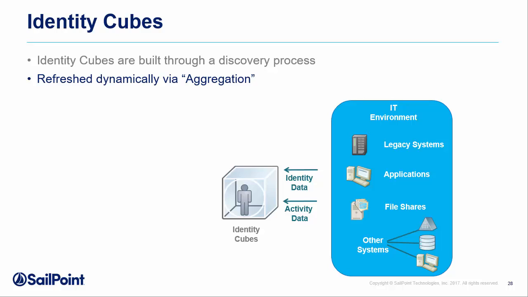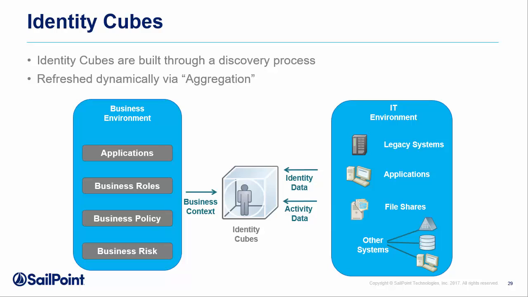We can also track activity data, information about actions users take in the various applications in your environment, when there are good sources for that data. The identity cube sits squarely between the IT environment, where we define and learn about what access the user has, and the business environment, where we can define and model a business context for analyzing and understanding the access the user has versus what they should have. And with tools like certifications and reports, we can help automate the process of moving towards your organization's identity governance goals.